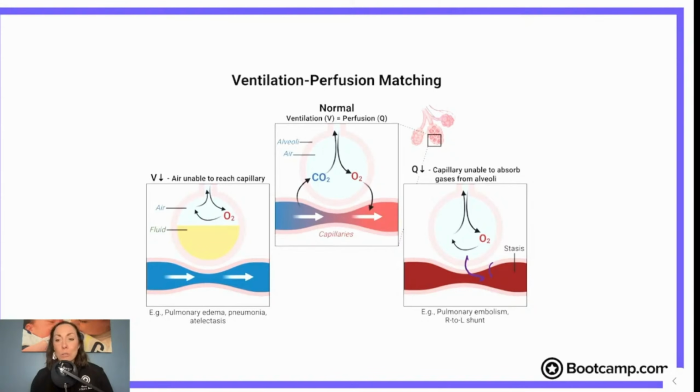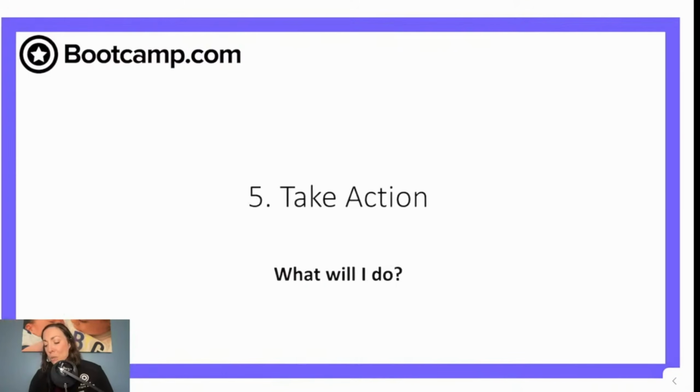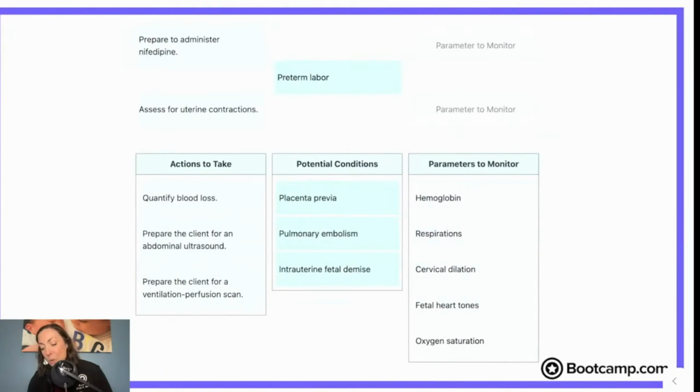So a ventilation perfusion scan would help diagnose different things like the pneumonia. It'll look at that, and it'll look for a PE. But remember, we were not concerned that it was a PE. And again, this isn't going to slow or stop labor, right? And it's not going to assess for labor. Okay, so take action. What did we decide? What are we doing here? We're going to prepare to administer nifedipine, our tocolytic, and we're going to assess for uterine contractions, right?